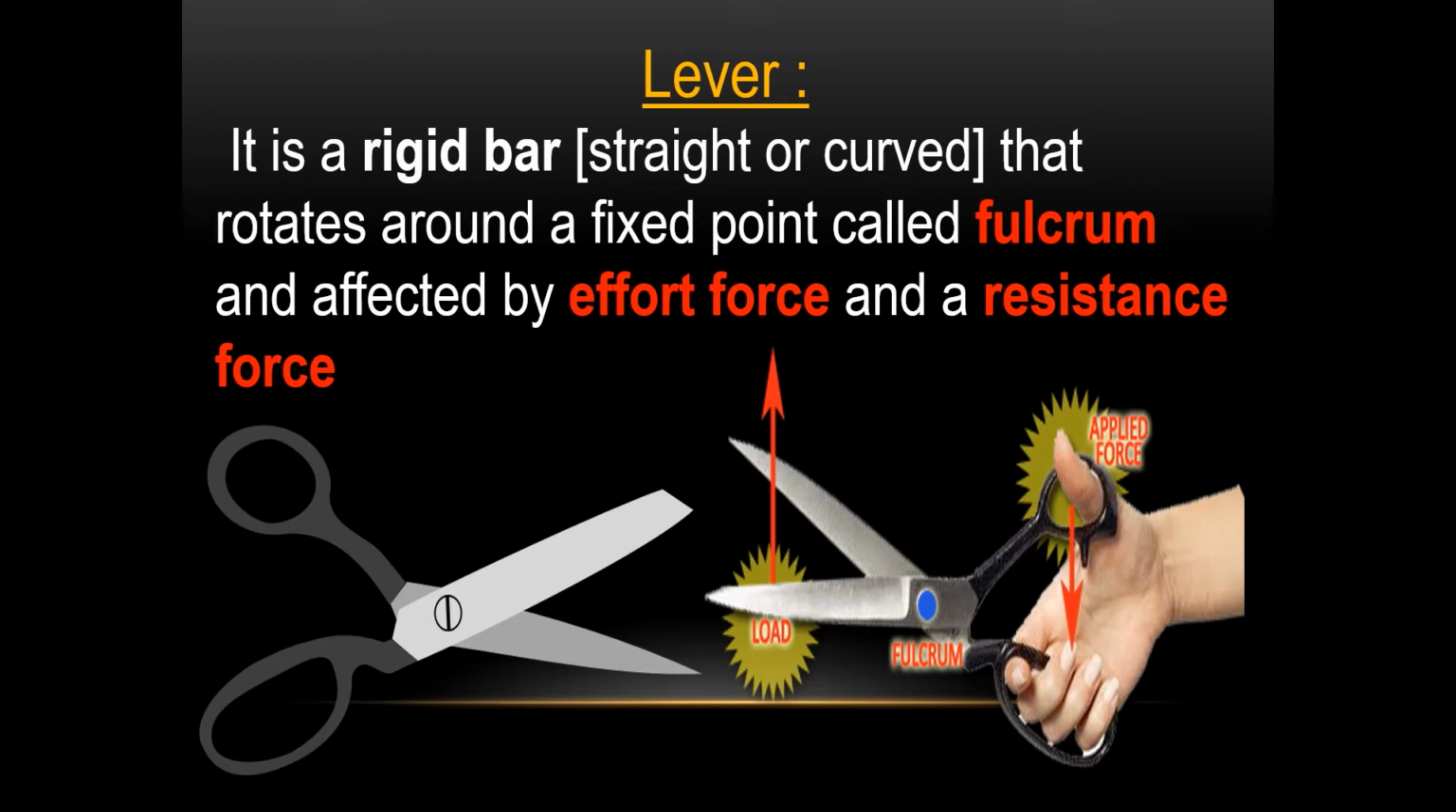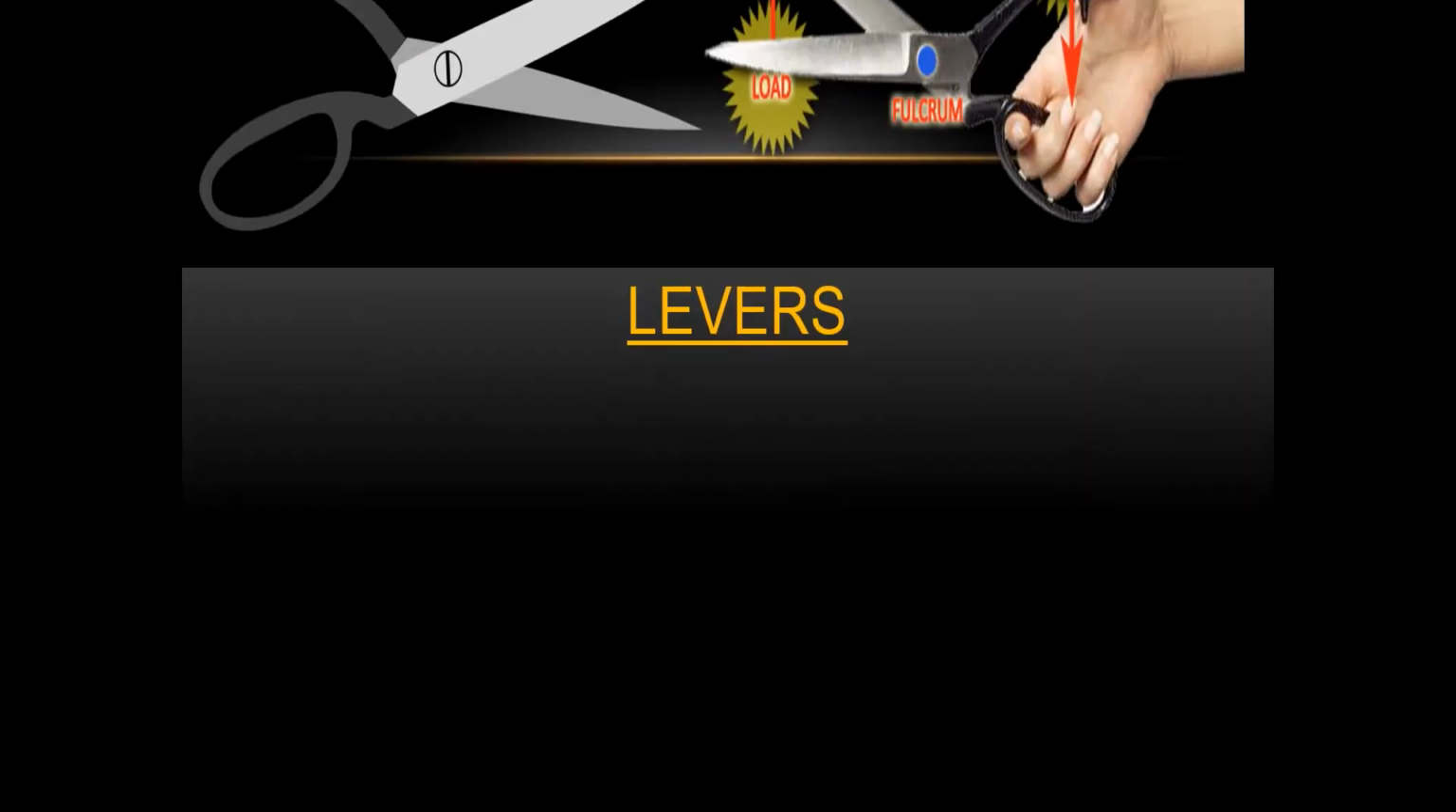Okay, so again, if I ask you what's meant by lever, it's a rigid bar, maybe straight or curved, that rotates around a fixed point. The fixed point is called what? Fulcrum, and it is affected by two forces, effort force and resistance force. Let me explain the meaning of lever. Let's start this video that will explain and talk more about levers.